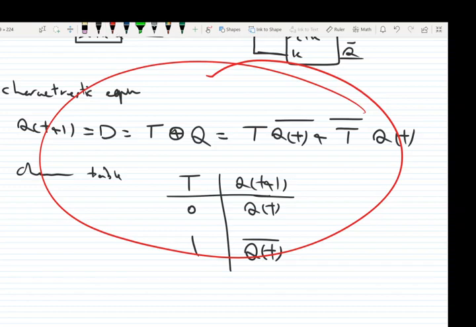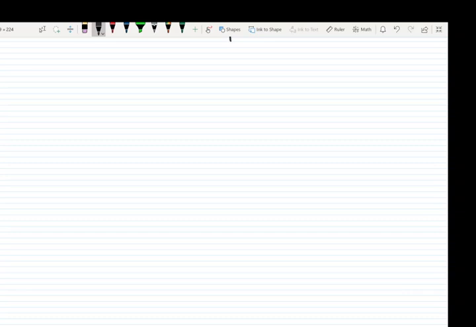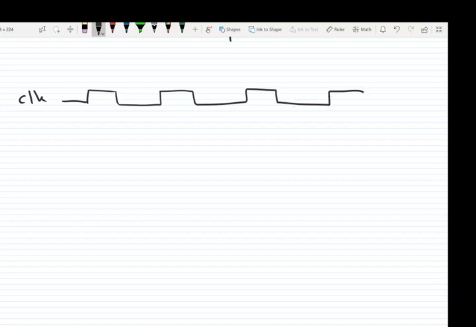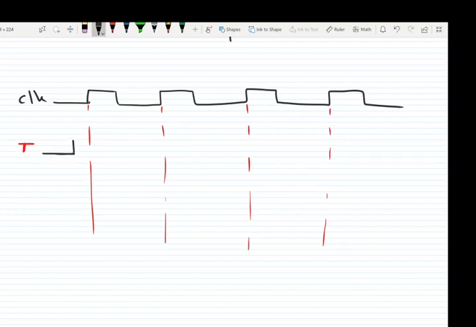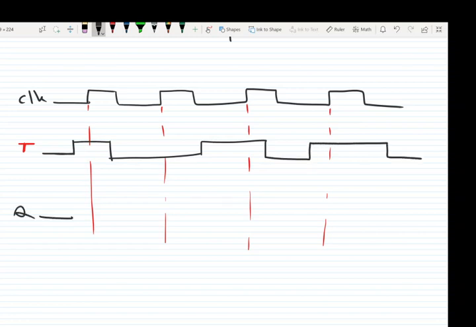Okay, so let's see one example for a T flip-flop. Let's say we have this clock signal in a timing diagram. We need to mark the rising edges. So let's assume this T flip-flop is rising edge sensitive. Here is the T input. Let's assume the T input is like this, and the initial condition of the output is 0.